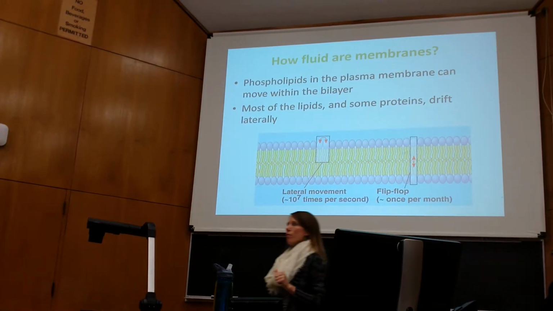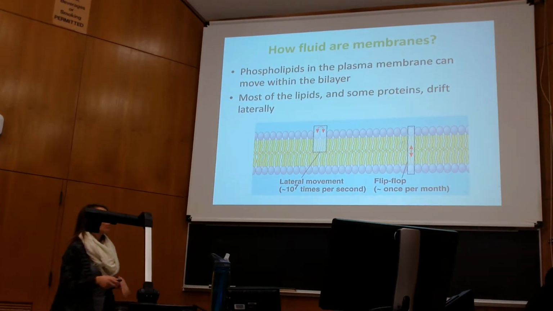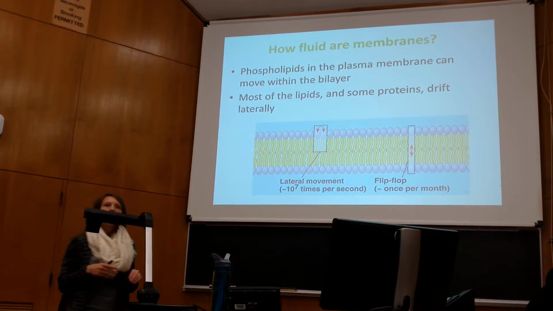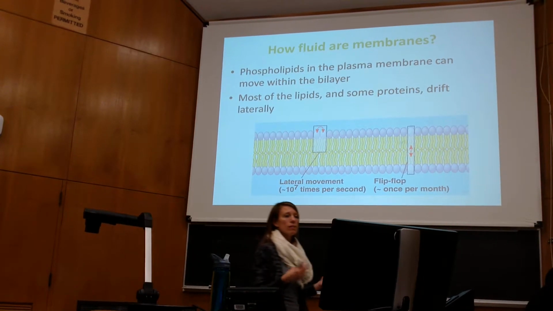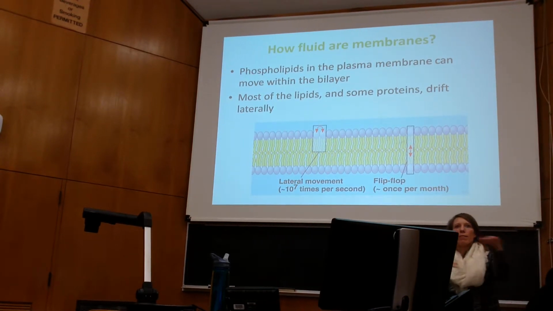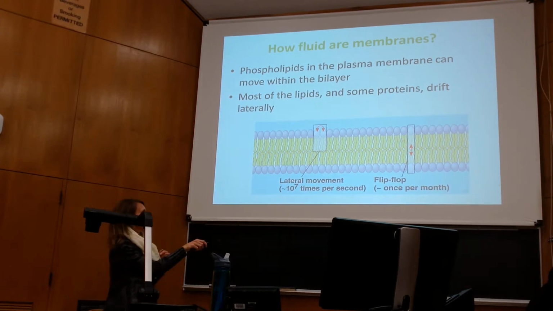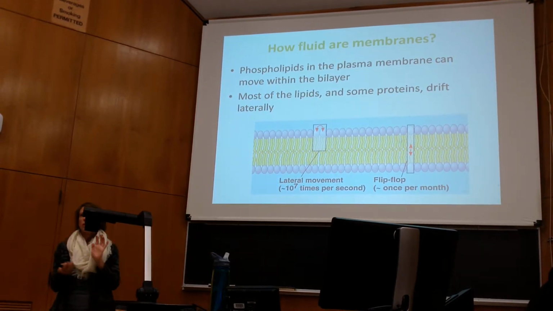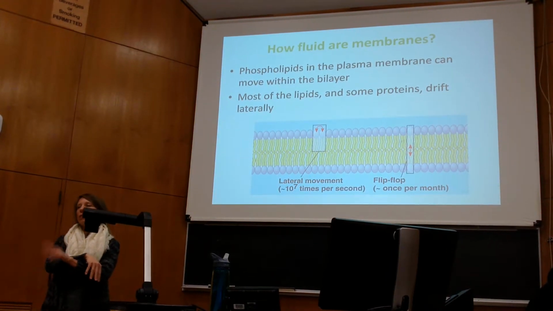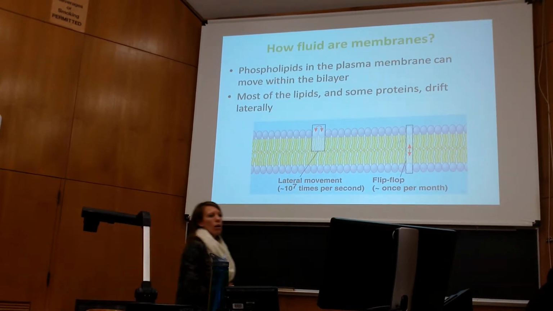Okay, so if we look at how fluid our membranes are, there's a lot that it depends on. But we do know that the phospholipids, like I said, move almost constantly. It's 10 to the 7th times per second that they'll move laterally within that layer, right? About once a month, they'll actually flip to the other layer. So they'll do a crossover, which means that polar head has to move through the hydrophobic region. So it's not as common, but it does happen.